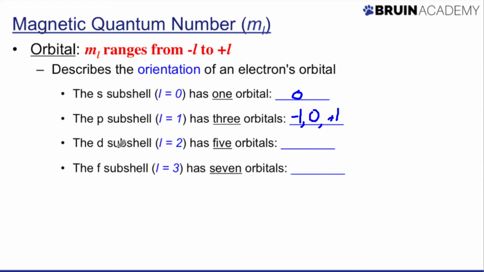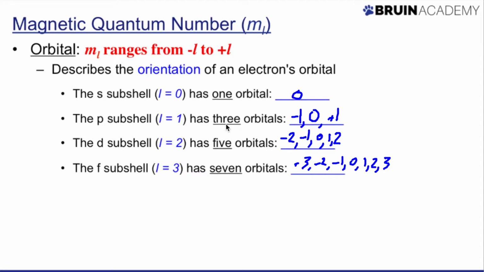Okay. The D subshell, L equals 2, has 5 orbitals. At this point you probably can guess what this is going to be. It's going to be negative 2, negative 1, 0, 1, and 2. Each number represents an orbital, 5 numbers, 5 orbitals. And finally, F is going to be L equals 3, so ML ranges from negative 3 to positive 3. So negative 3, negative 2, negative 1, 0, 1, 2, and 3.